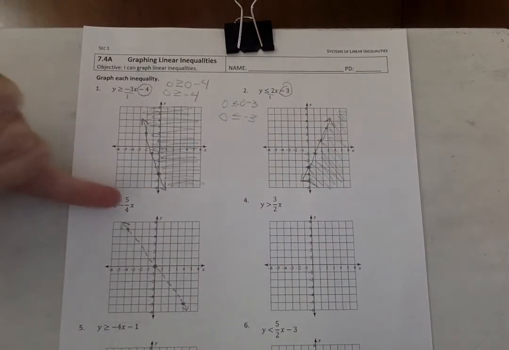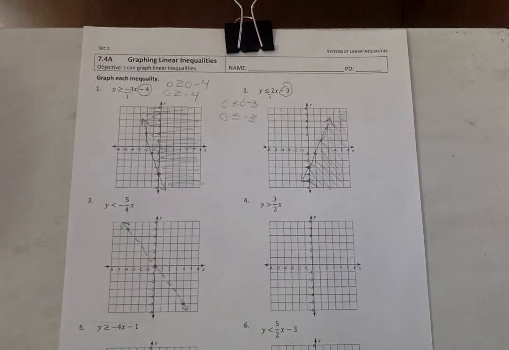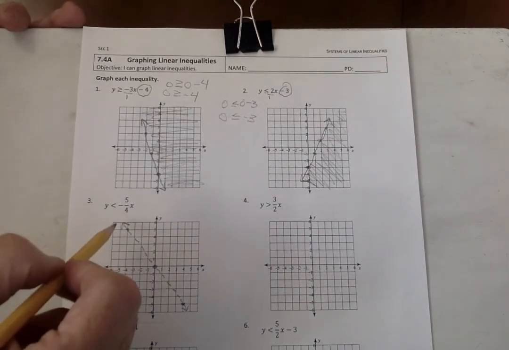Now, do we shade above or below the line if it's less than? We should probably put that on your notes. So shading less than, it's where the ladder falls. And which way would the ladder fall? It's going to be to the left here.